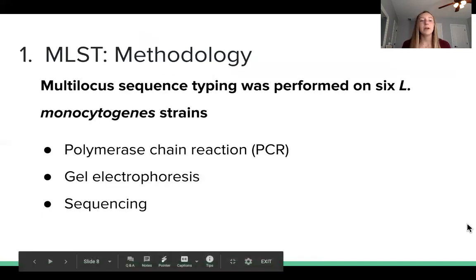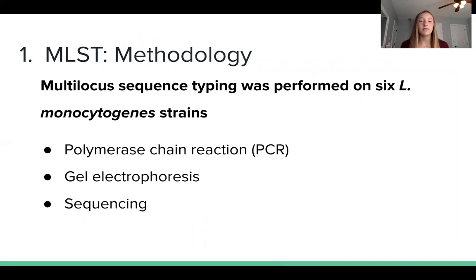Now I'm going to go into my first project, which was MLST analysis. For this, I performed multi-locus sequence typing on 6 different strains of Listeria. And the basic procedure of this was performing a polymerase chain reaction, or PCR reaction, on each of these strains. And I did PCR for 7 different housekeeping genes, which amplified the DNA of the specific gene.